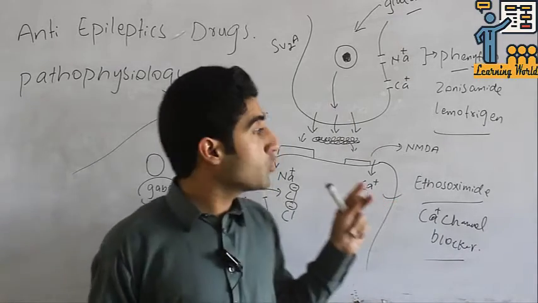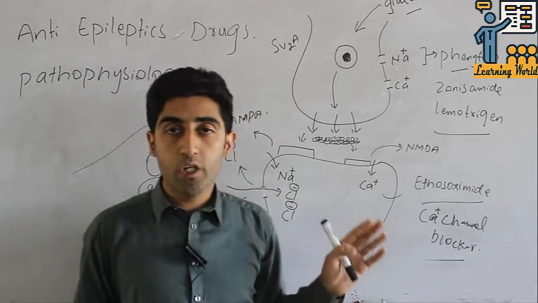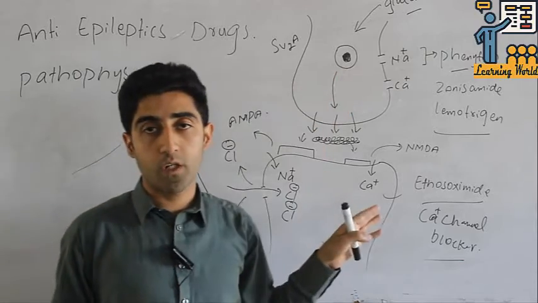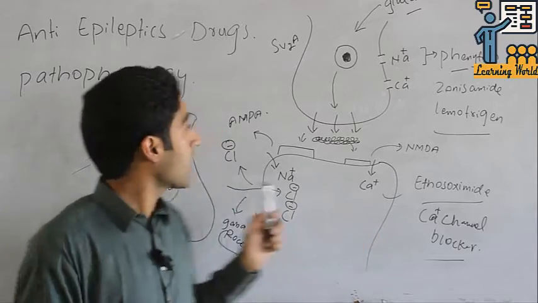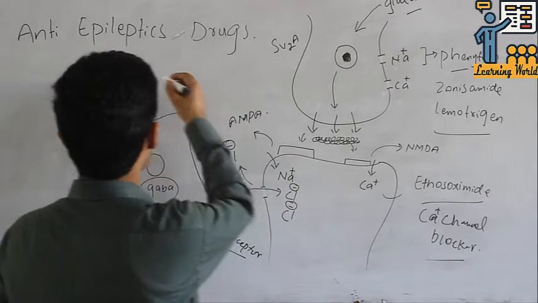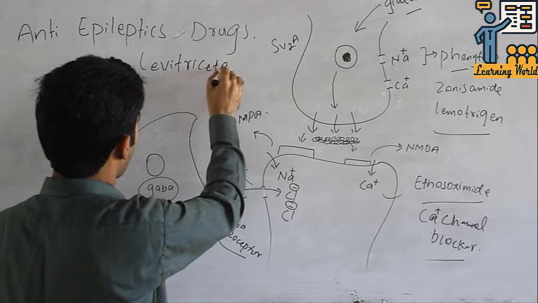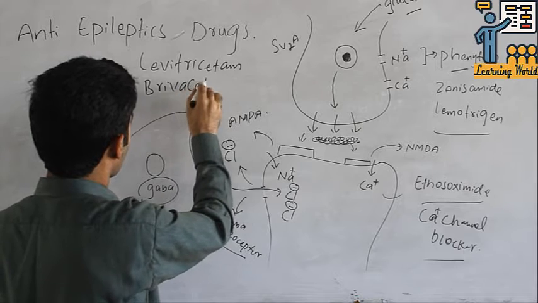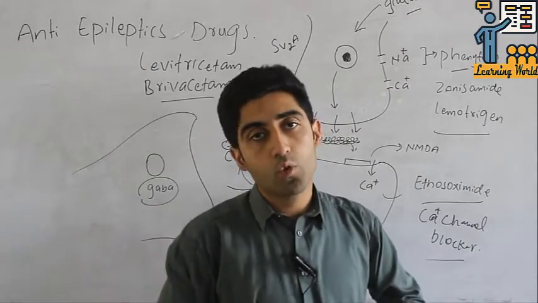The third drug of choice which is used to stop the depolarization is the SV2A blocker. These are actually the proteins which are responsible to bring the glutamate into the neurotransmitter vesicle. So there are two drugs which are used to block this SV2A protein. These two drugs are levetiracetam and brivaracetam. These two drugs will stop the activity of the SV2A protein.